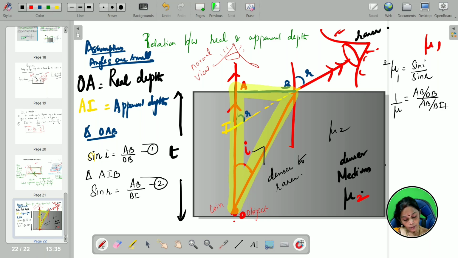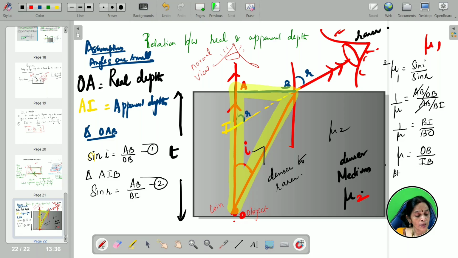How do you know? Because we have taken sin I as AB by OB. Similarly, sin R we have taken as AB by BI. Same thing I substituted. Is that very clear, very easy? Now, you know very well that AB gets cancelled. So, therefore, 1 by mu is equal to BI by OB. Therefore, mu is equal to OB divided by IB.